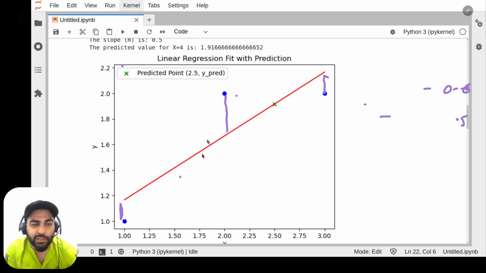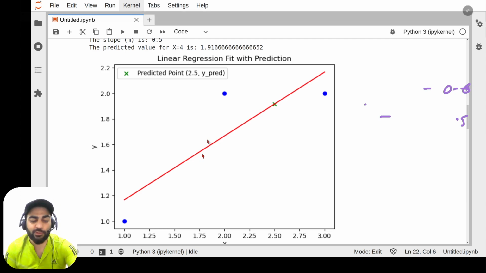Now I had this point 2.5, and this was predicted as 1.999, 1.91666 something. And you saw the training was done on these blue points. So these are the points that it was trained on, and the green point was used as a testing thing. So we did testing on the prediction. We predicted for this, and then we can generalize it.